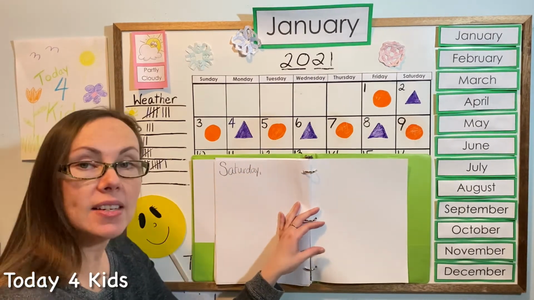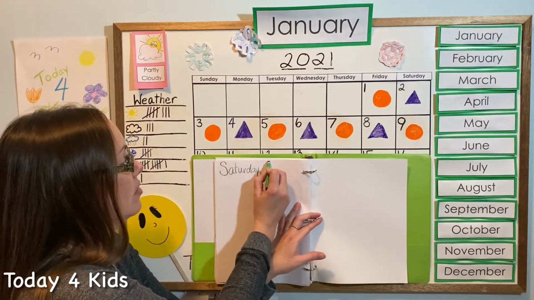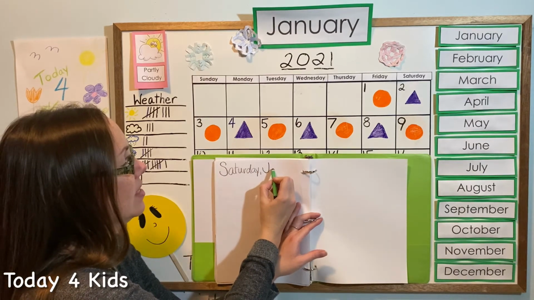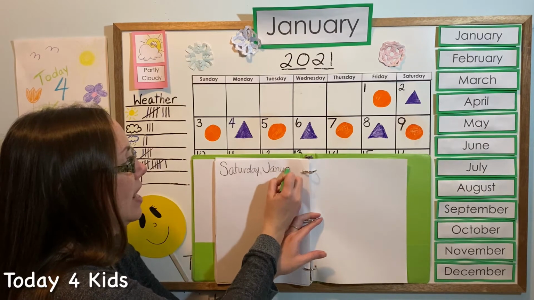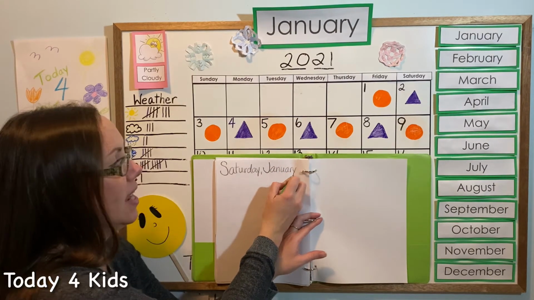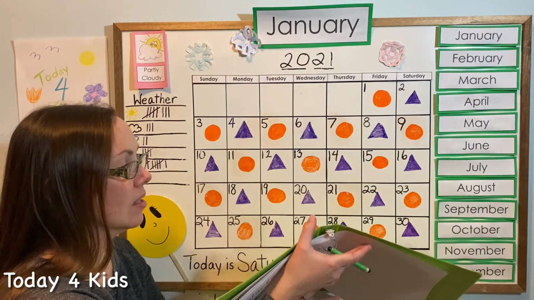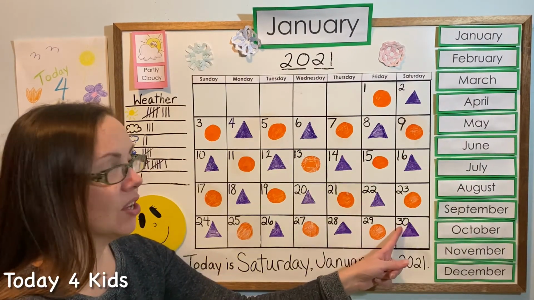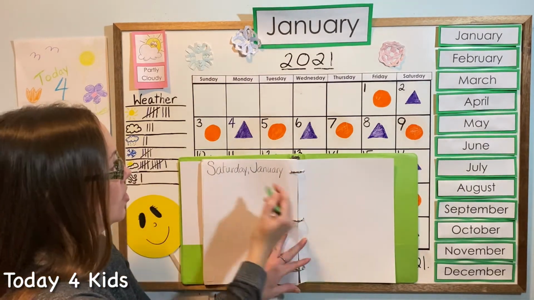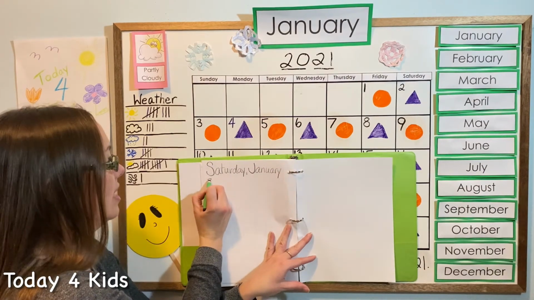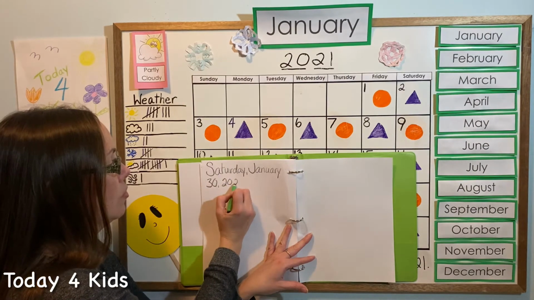S-A-T-U-R-D-A-Y. Are you practicing printing on your paper? If not, you can just say the letters with me. Capital J for January because it's the name of the month, J-A-N-U-A-R-Y. And do you remember what number it was? Let's peek. So close to the end. A 3 and a 0 is 30. So I ran out of space here, so I'm going to put it underneath 30, comma, 2021.